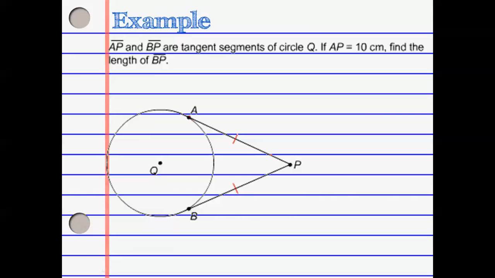Here it says AP and BP are tangent segments of circle Q. If AP equals 10 centimeters, find the length of BP. So our rule that we talked about earlier: tangent segments that intersect at one point are equal to each other. So we know BP is also 10 centimeters.